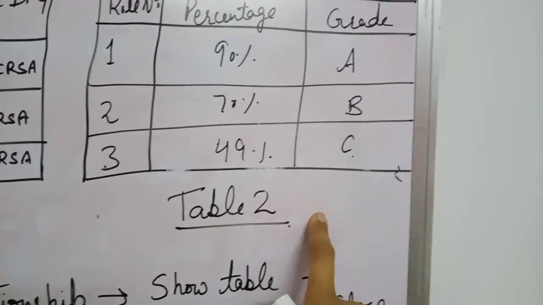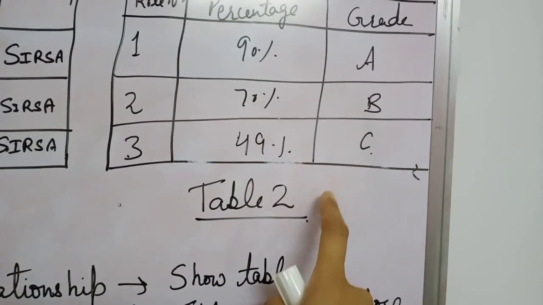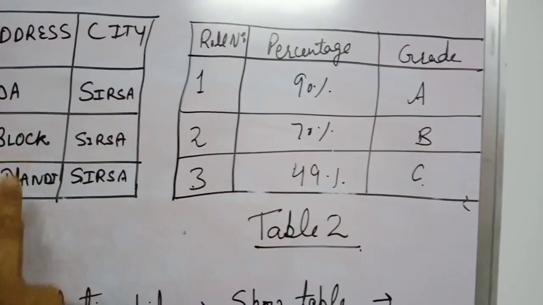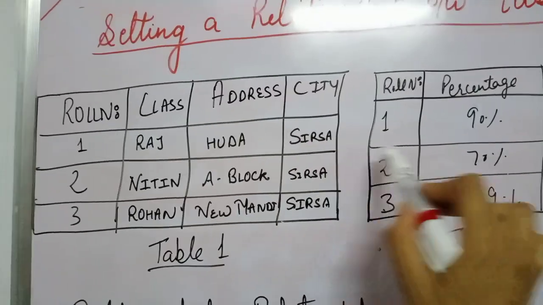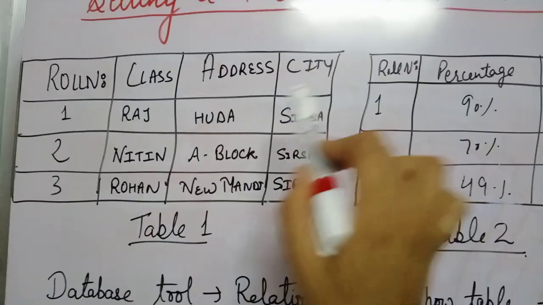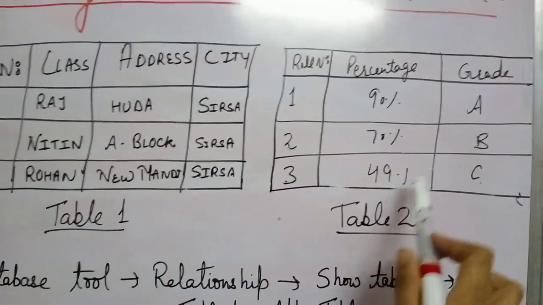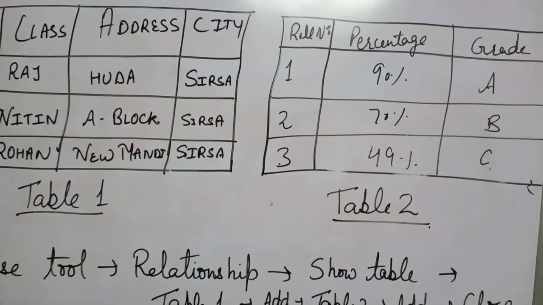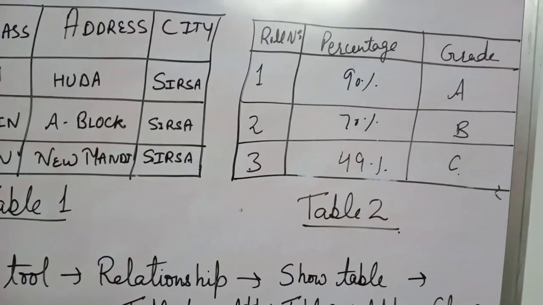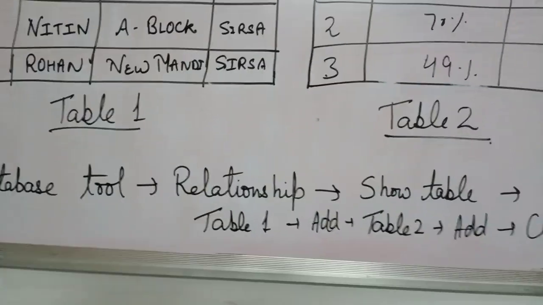So there will be a relationship between table 1 and table 2, so that table 2 can use the data of table 1. So we have to create the relationship between two tables. This table can use the data of this, and this table can use the data of this. For using the data with each other, we have to create a relationship. And how can we create a relationship between the two tables? Like this.